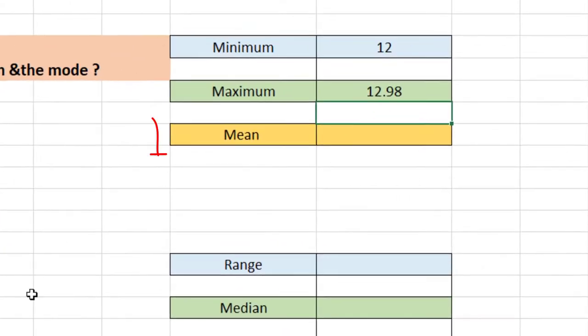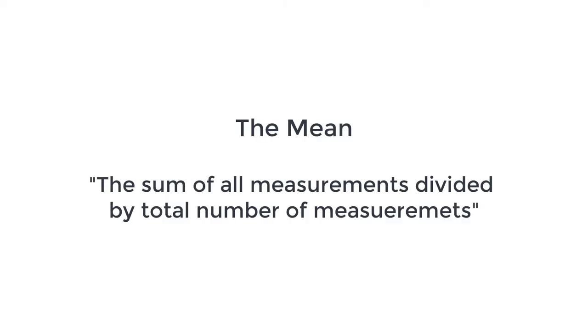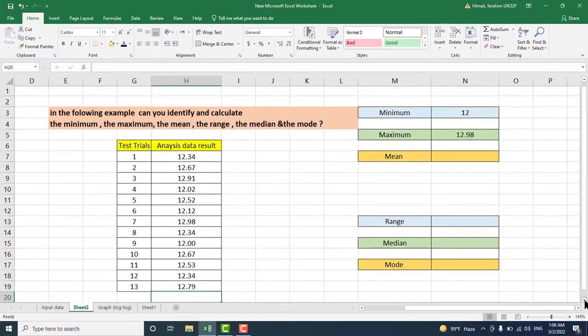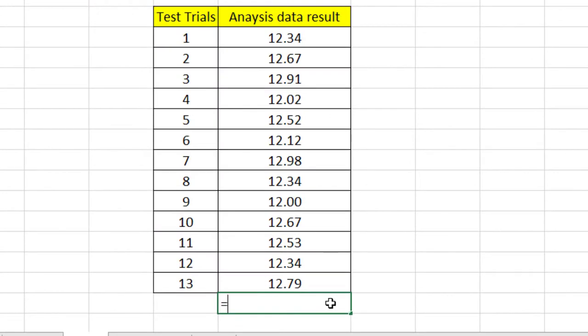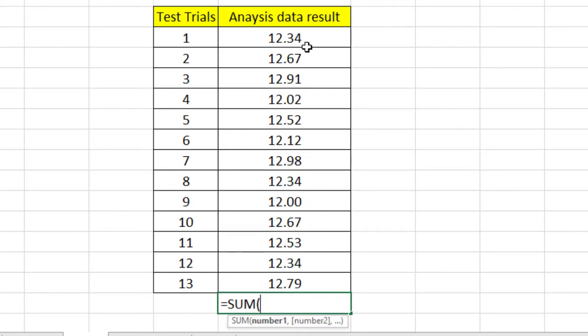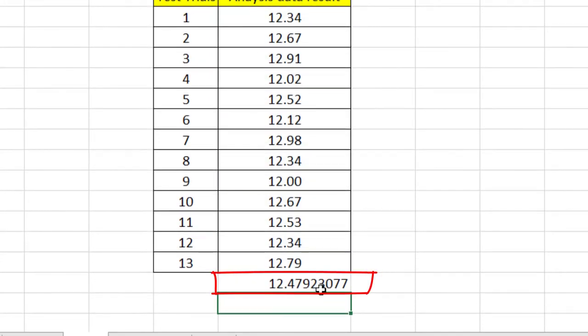Okay, the next one, let's see the mean. What is the mean? The mean is the sum of all of these measurements here divided by the number of the test trials. So I have to sum all these results and divide it by 13. Let's do it in here. Equal sign, sum. This is the sum here, highlight these and divide it by 13. You get this result.